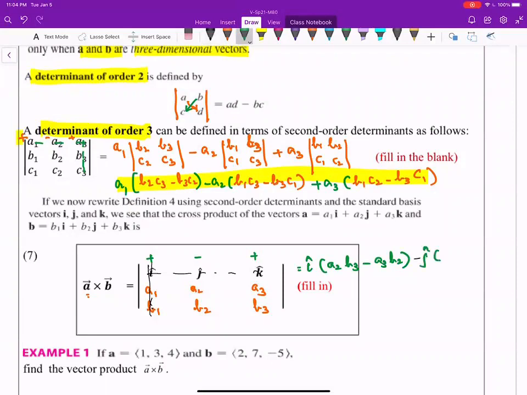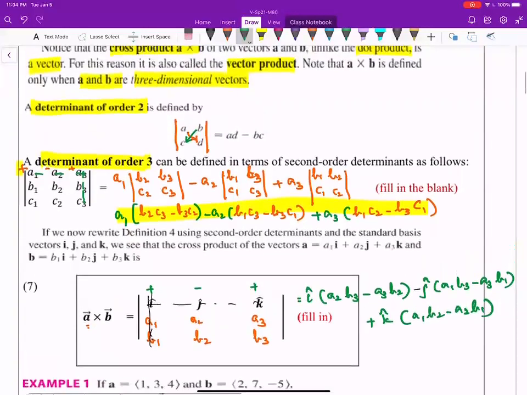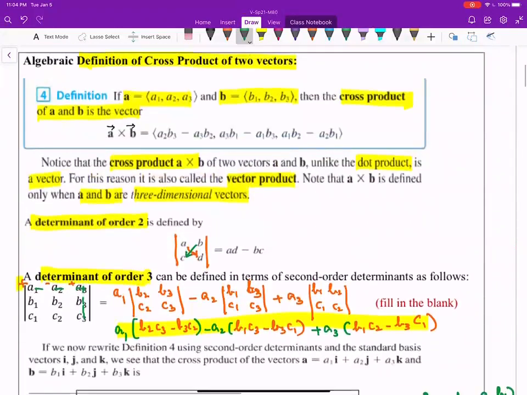then you go from left to right, hide the column and the row to which j belongs. Then you are left with A1 times B3 minus A3 times B1 plus K, hide the column and the row to which K belongs. Then you will be left with A1 B2 minus A2 B1. And if you notice, it's exactly the same as the components that we have written here.